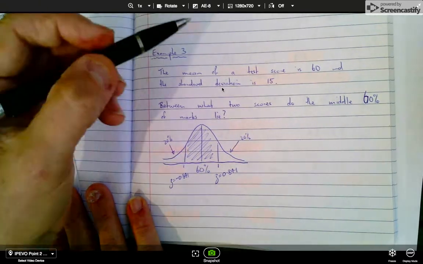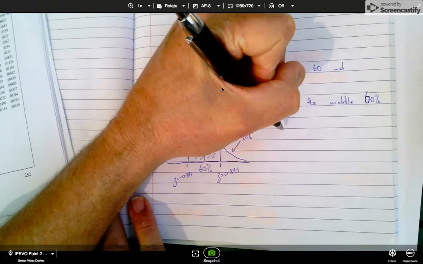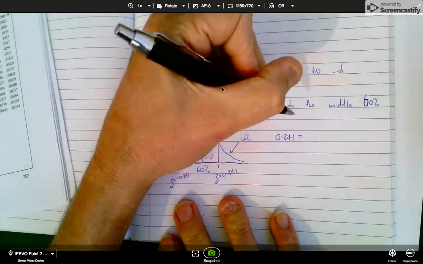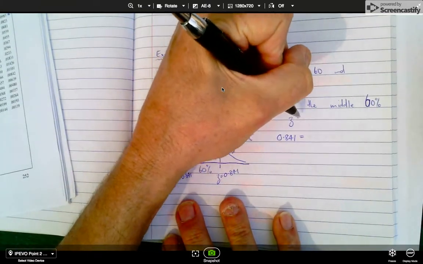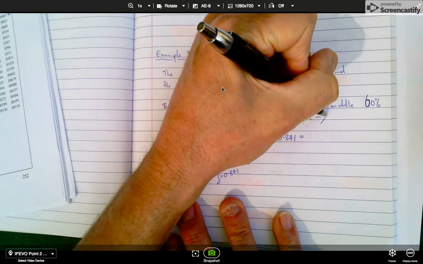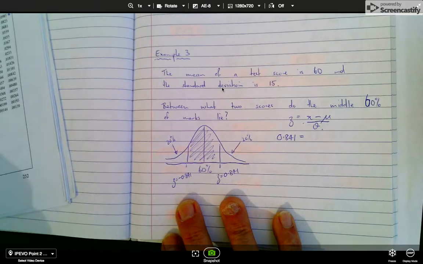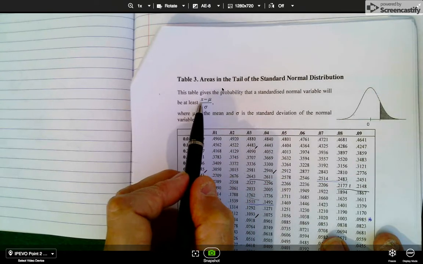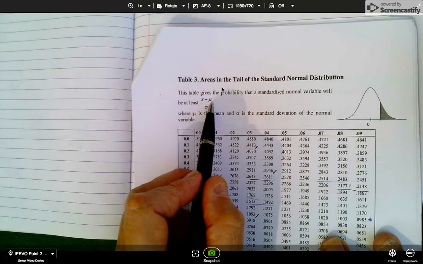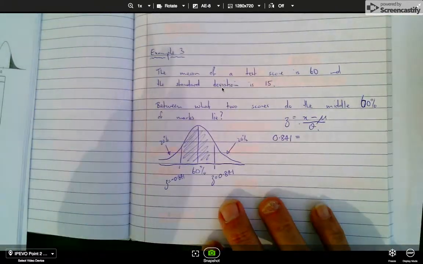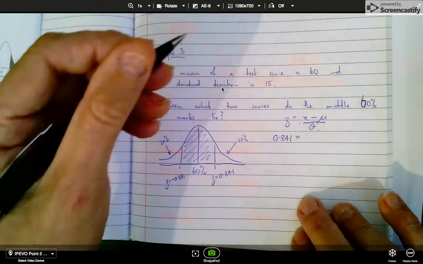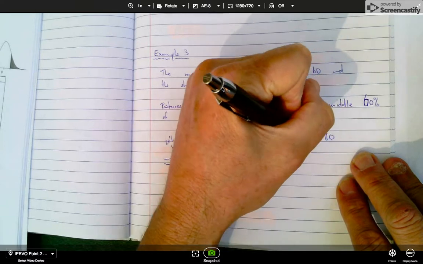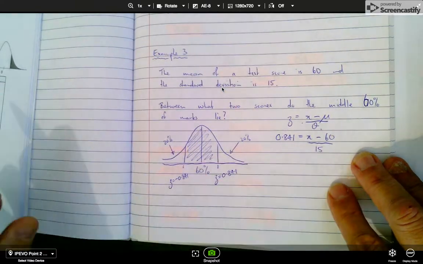So how do we find out these scores? We go back and we look at our Z score is 0.841 equals. And it's always the same. Remember that formula, and you will be given this. Z equals my score minus the mean divided by the standard deviation. And as Alan said, if you are not given it, it is on our Z score table anyway, up the top there. The Z score is your score minus the mean divided by the standard deviation. So we know that is 0.841. We want to find X. We know that the mean is 60 and the standard deviation is 15. And we can go from there.